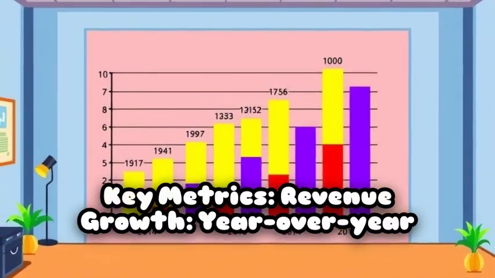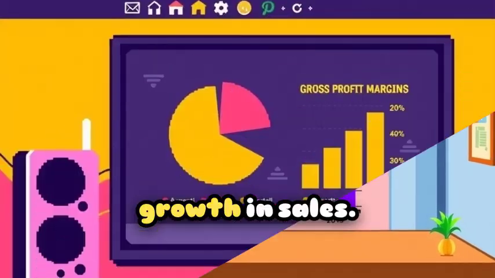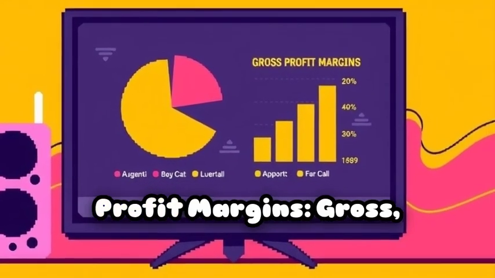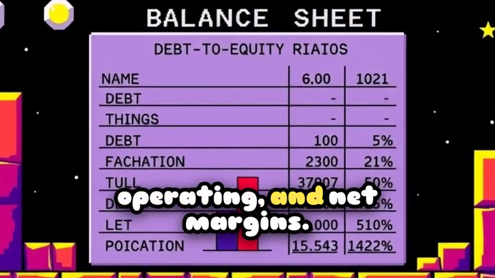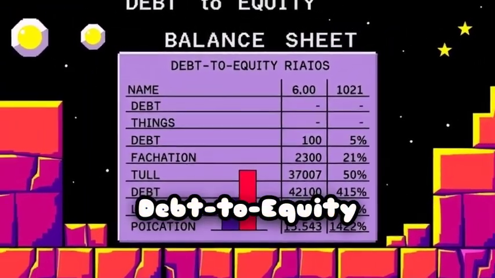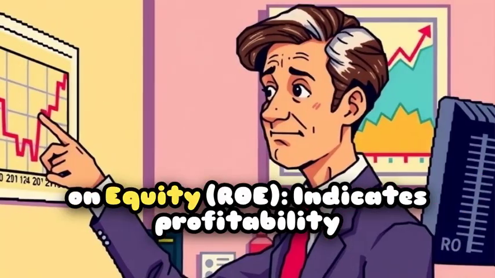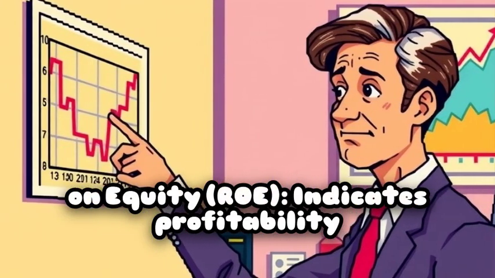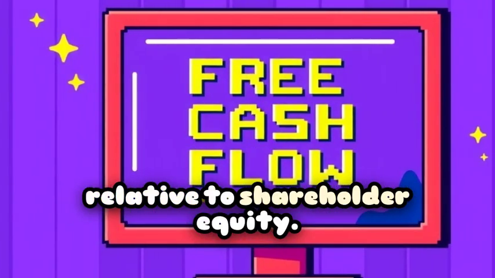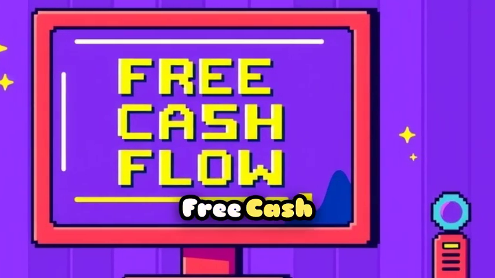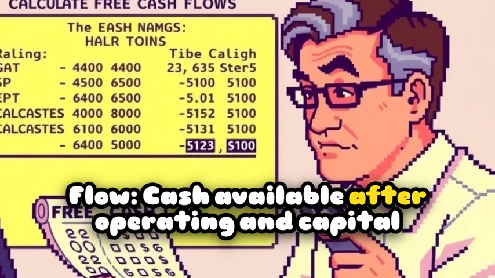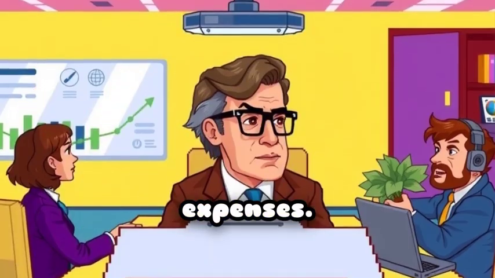Key metrics: revenue growth, year-over-year growth in sales; profit margins, gross, operating, and net margins. Debt-to-equity ratio measures leverage. Return on equity, ROE, indicates profitability relative to shareholder equity. Free cash flow: cash available after operating and capital expenses.